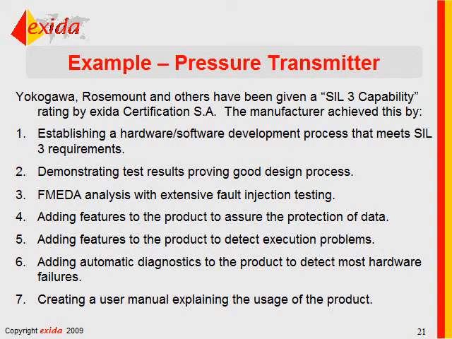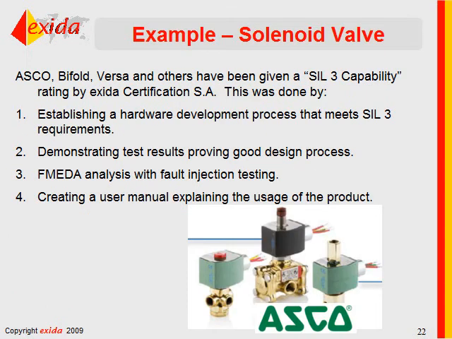Manufacturers have added a lot of automatic diagnostics to the product to detect almost all of the internal hardware failures. And if you configure your PLC right, you can really use that to not only improve safety, but decrease the false trip rate of your plant. Lastly, they had to create user manuals explaining exactly how to use this product in safety applications.